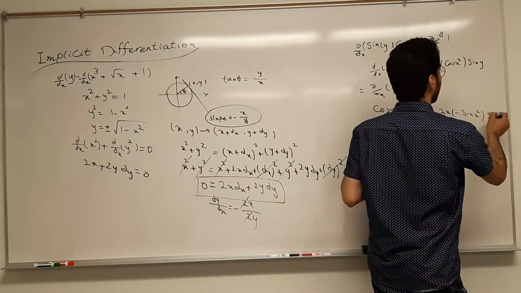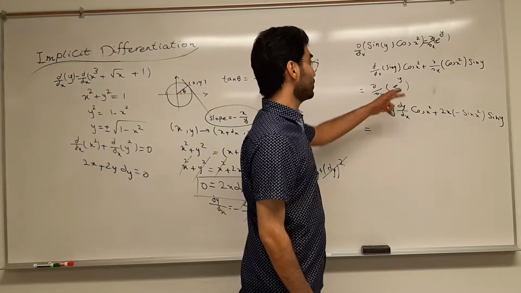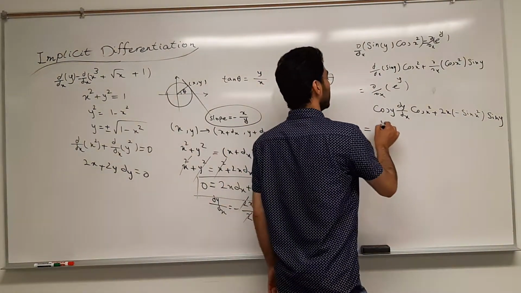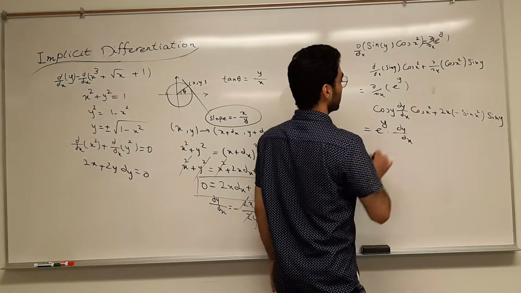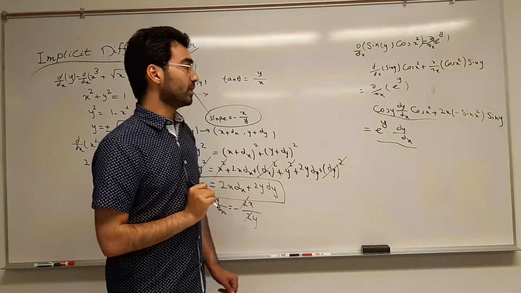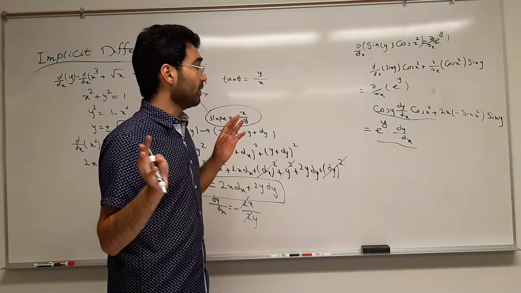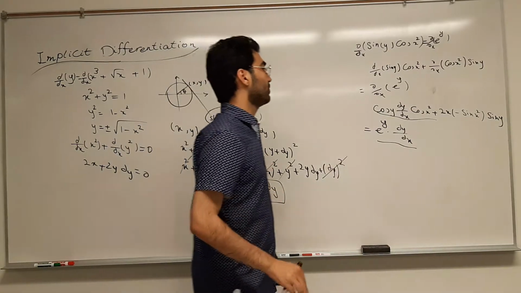times sine y. And on the right, you differentiate e to the y with respect to y, which is e to the y times dy/dx. As you see, we have two terms involving dy/dx. So we have to bring all the terms with dy/dx to one side and solve for it.